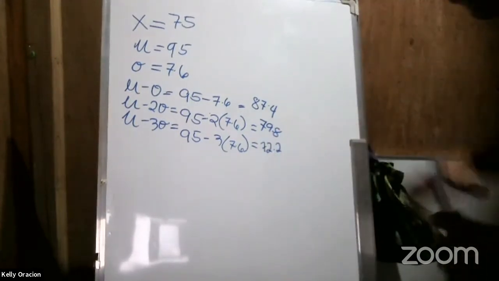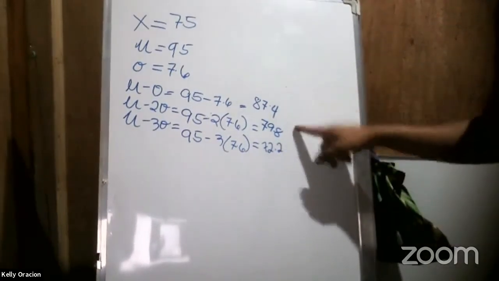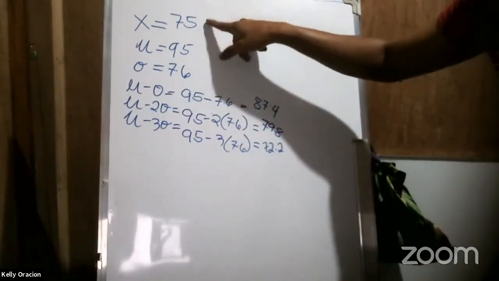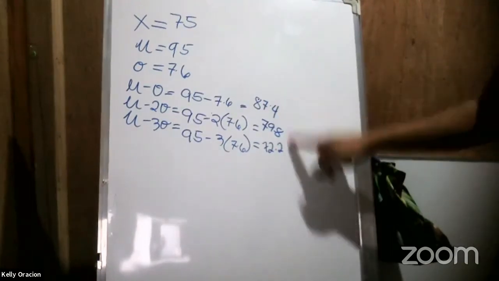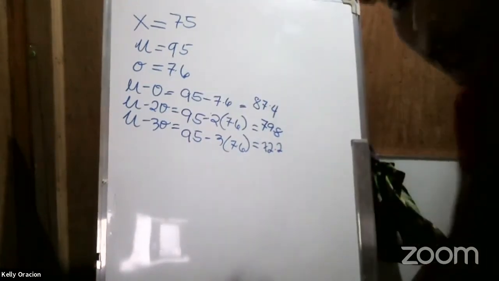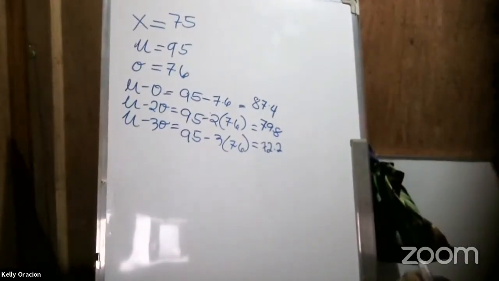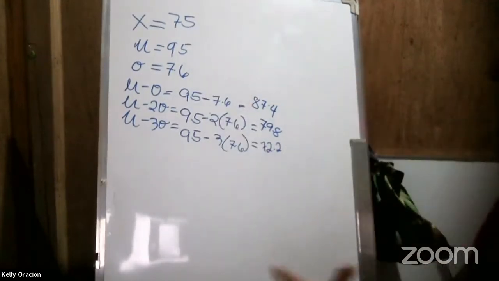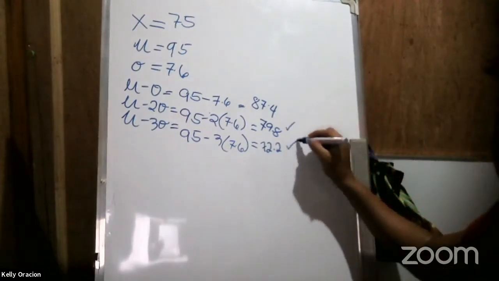Now, after natin ma-identify ang tatlo, go back ka sa x mo. Your x is 75. Now, the question, sa ilahang tulo dire, asa makita yung x? In between what? X is 75. In between what number? In between 79.8 and 72.2.